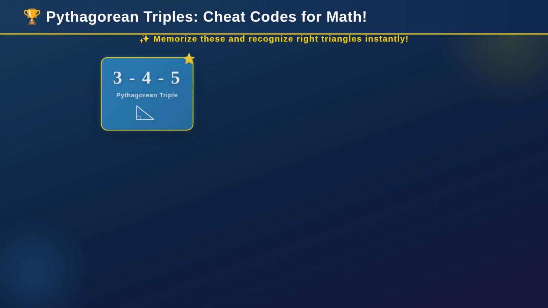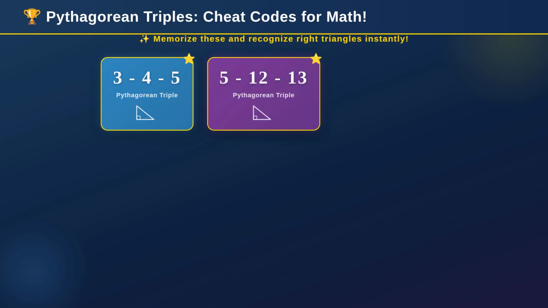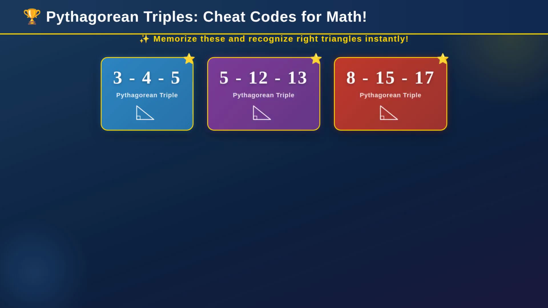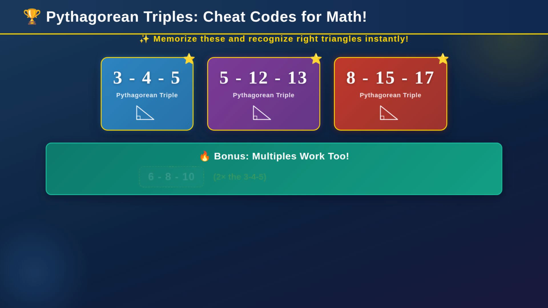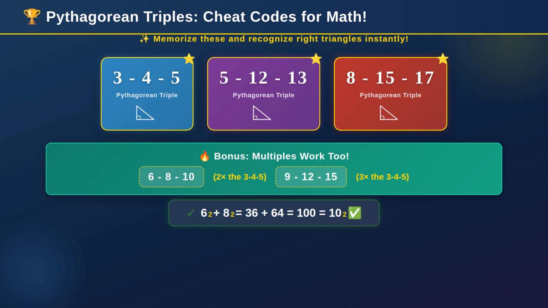Here's a secret cheat code that math champions memorize. Certain sets of whole numbers always form perfect right triangles. We call them Pythagorean triples. The big 3 to know: 3, 4, 5; 5, 12, 13; and 8, 15, 17. And here's the bonus. Any multiple of these triples also works.